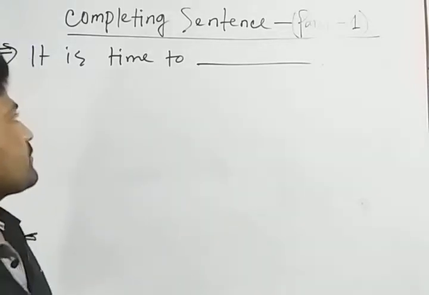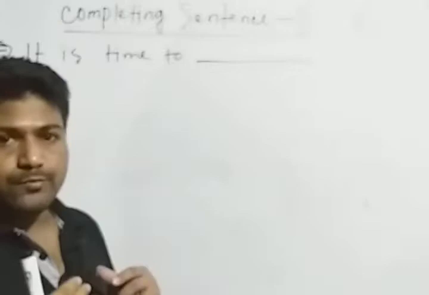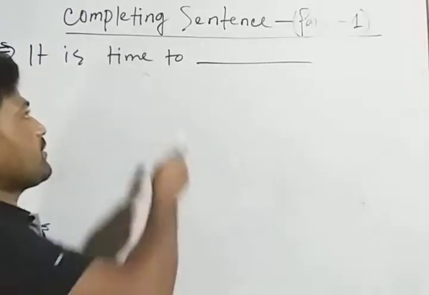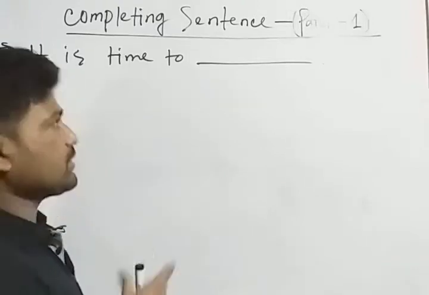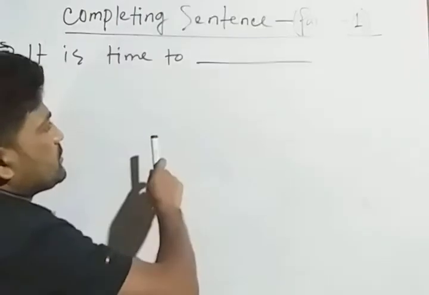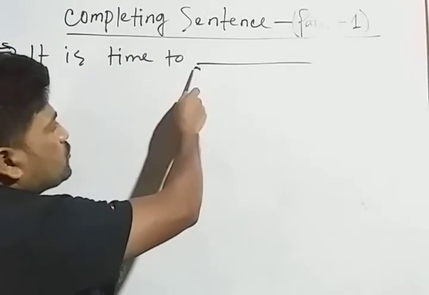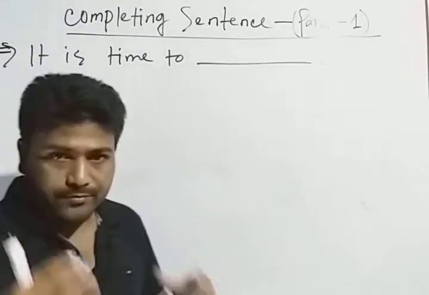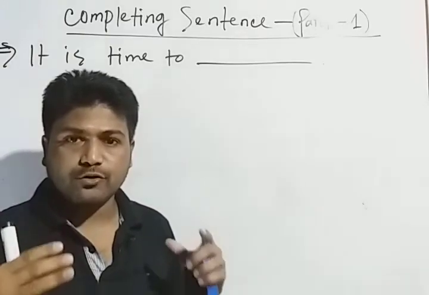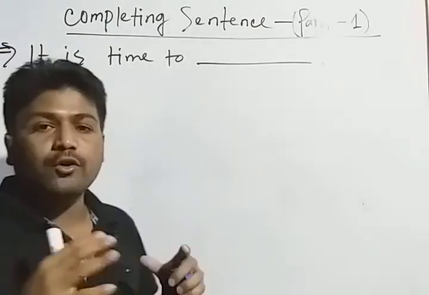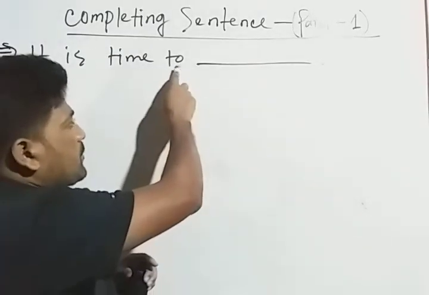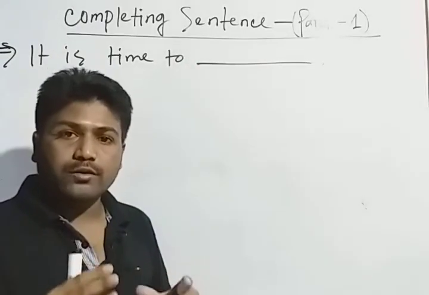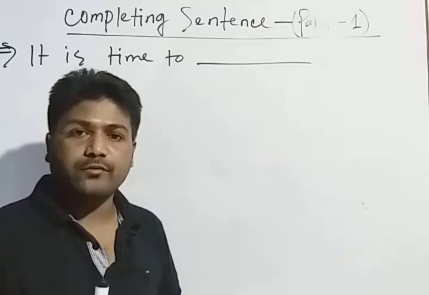Dear learners and viewers, at first you have to know the meaning, then you have to complete it depending on the meaning of the incomplete sentence. So how can we complete it is time to? To complete it, after to we can use any type of finite verb here, but the condition is that the finite verb always will be present form or base form, because after to the finite verb always will be present form or base form.